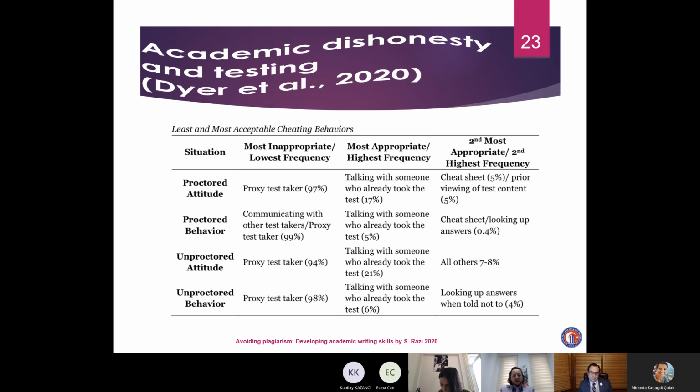Okay, then. Here, there is something that I borrowed from academic dishonesty and testing from Jarret's study, but I guess before we talk about academic dishonesty and testing, Jarret would like to give some more information about the testing procedure.